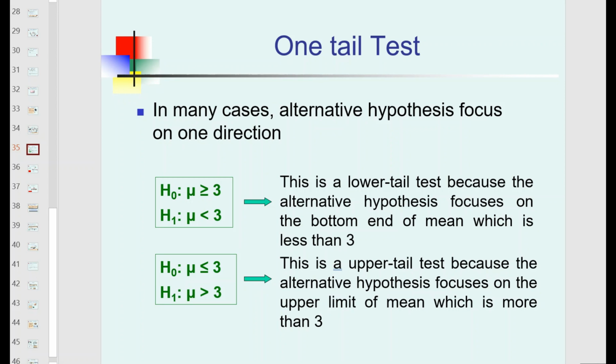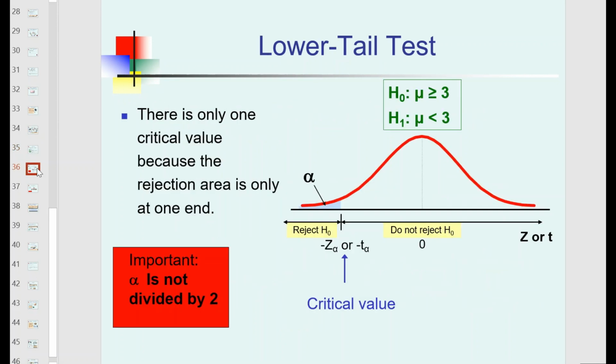For example, if you see here, your H0 is more than or equals to 3 and H1 is less than 3. So this is a lower tail test because the alternative hypothesis focuses on the bottom end of the mean, which is less than, so one tail. If you see here, this is more than, right? So this is an upper tail because the alternative hypothesis focuses on the upper limit of the mean, which is more than 3. Okay. So when involving only one tail, remember, you need to know whether it is a lower or upper tail test.